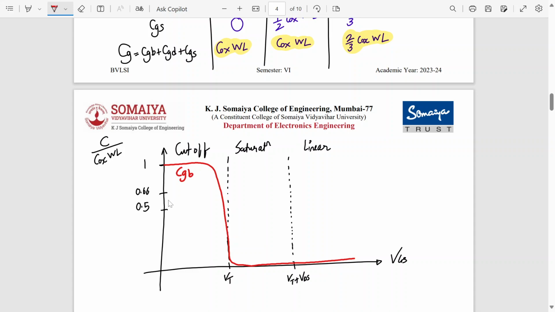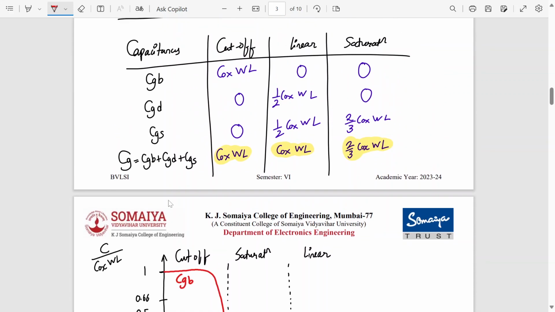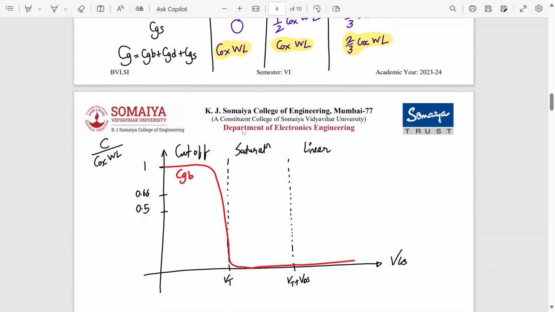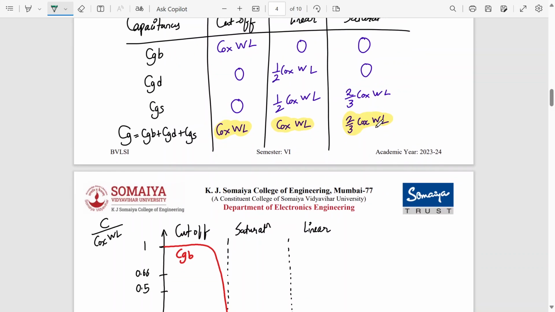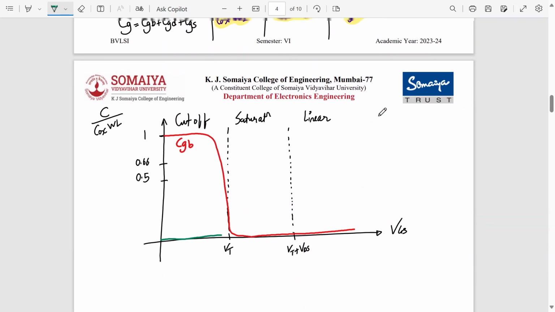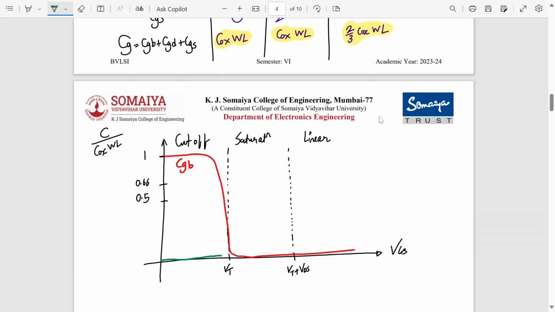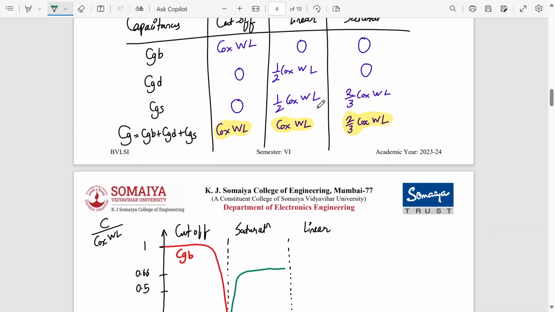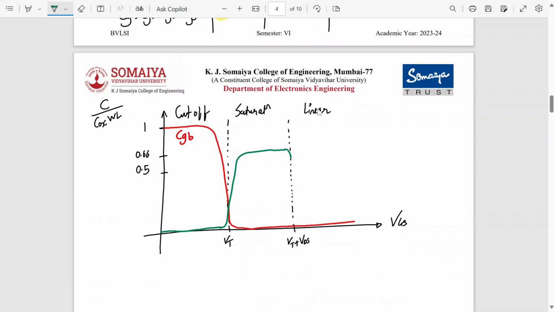Now I want to plot CGS. CGS is 0 over here in the cutoff. Let me mark it with green color. This is the cutoff region, then it is 2/3 of Cox W by L in the saturation region. So it reaches 2/3 in the saturation region, and in the linear region it falls down to half Cox like this. So this is CGS.